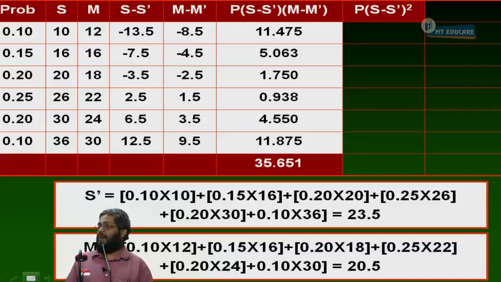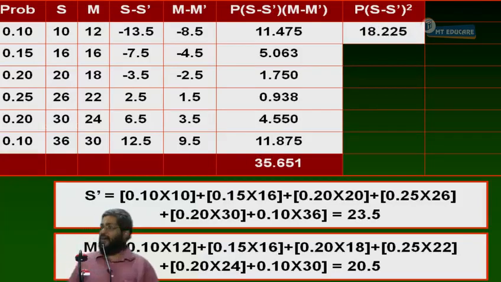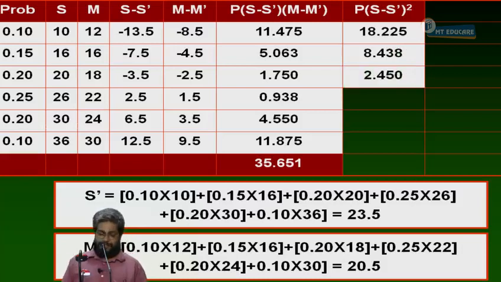Now, 13.5 into 13.5 into 0.1. Tell me, what is P into S minus S bar the whole square? 18.225. Everybody, even if you don't do it, at least tell and write. What will you do? What into what into what? 7.5 into 7.5 into 0.15. 3.5 squared into 0.20. 8.438, 2.450.